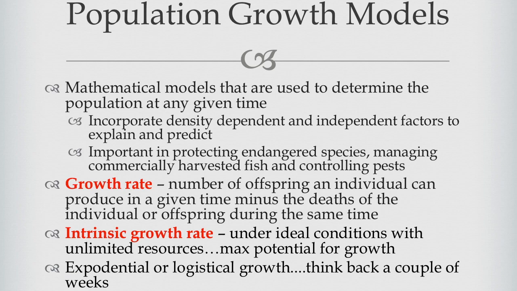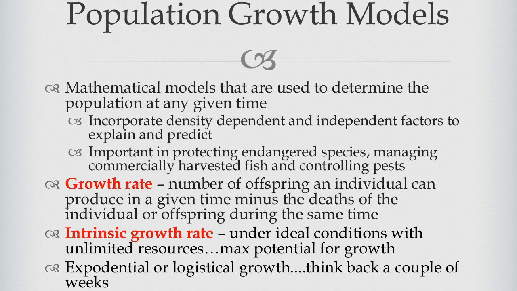Intrinsic growth rate is, under ideal conditions with unlimited resources, how many offspring can you have? So a woman becomes fertile at about 13, 14 years of age, and she can have a baby every 9 months. Stops being fertile around 55. Under ideal conditions. That's a lot of kids, right? No one does that, but that's the possibility.